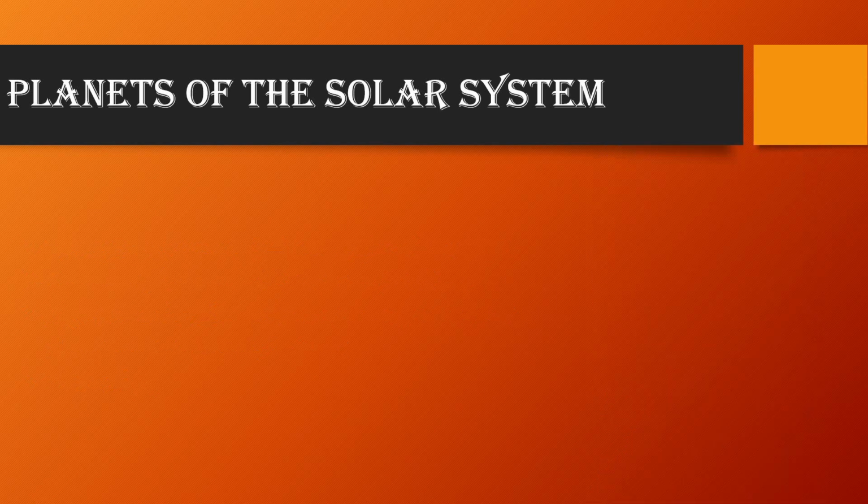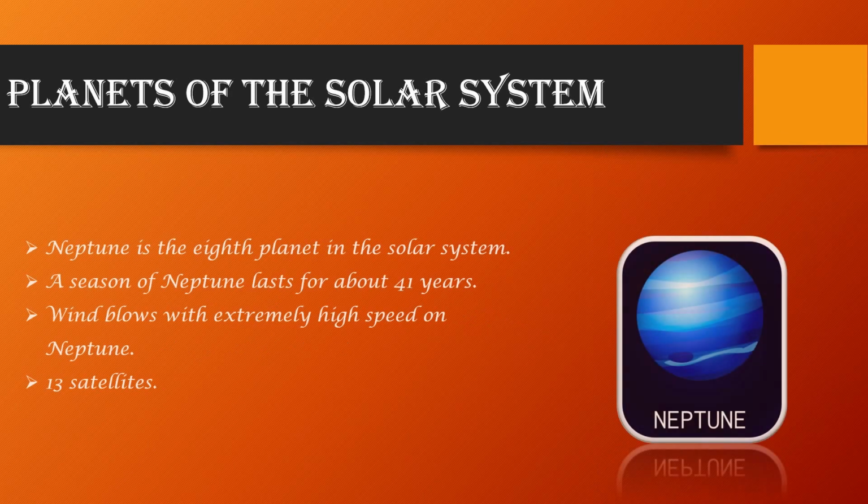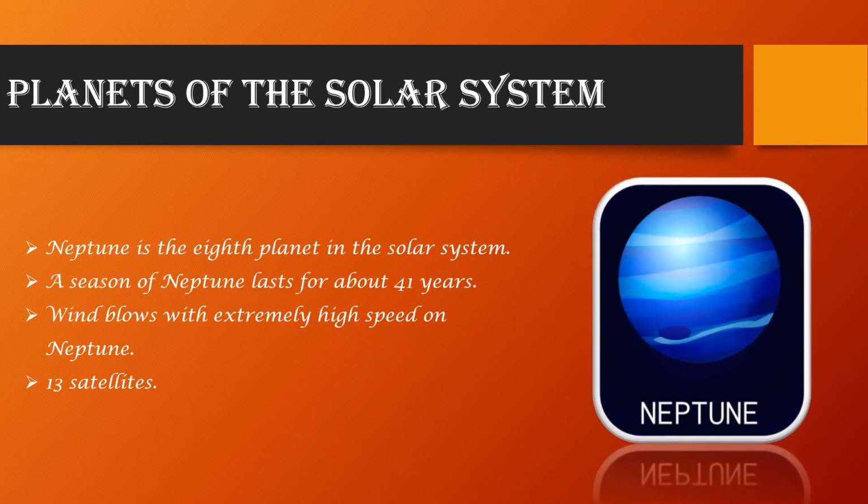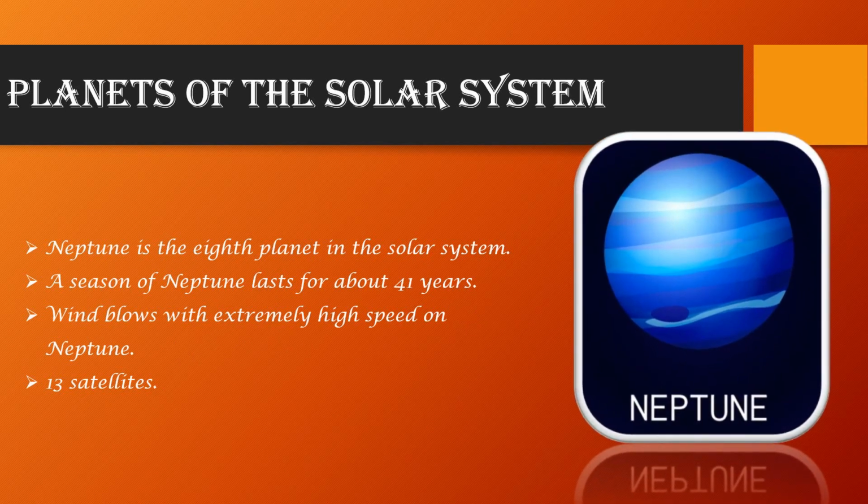Now the last planet in the solar system, that is the eighth planet. So Neptune is the eighth planet in the solar system. A season on Neptune lasts for about 41 years. Wind blows with extremely high speed on Neptune, and Neptune has 13 satellites.